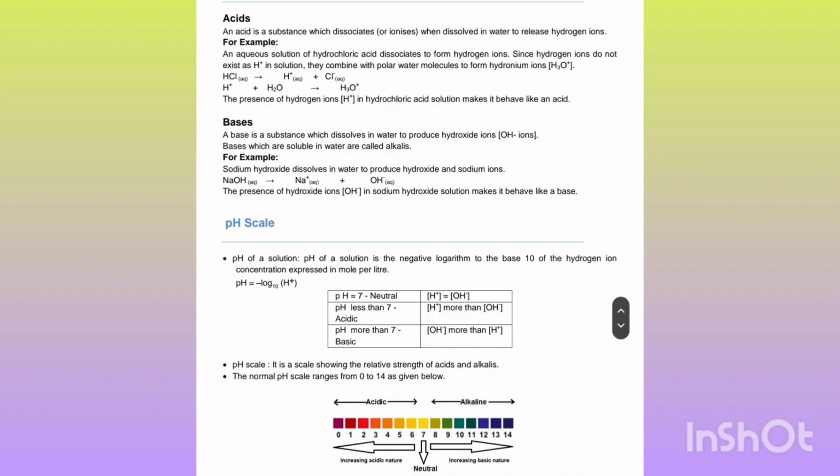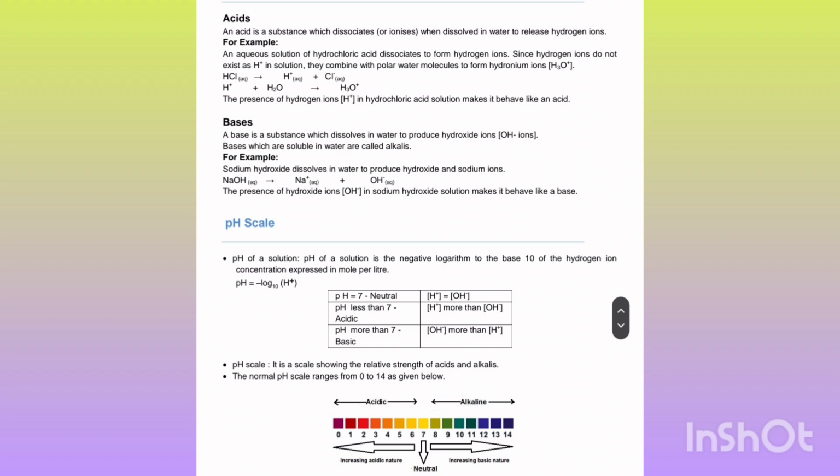Okay, let us recall a few of the terms which we have learned before. What is an acid? An acid is a substance which dissociates when dissolved in water to release hydrogen ions. What is a base then? A base is a substance which dissolves in water to produce hydroxide ions, meaning OH minus ions. NaOH will form Na plus and OH minus.